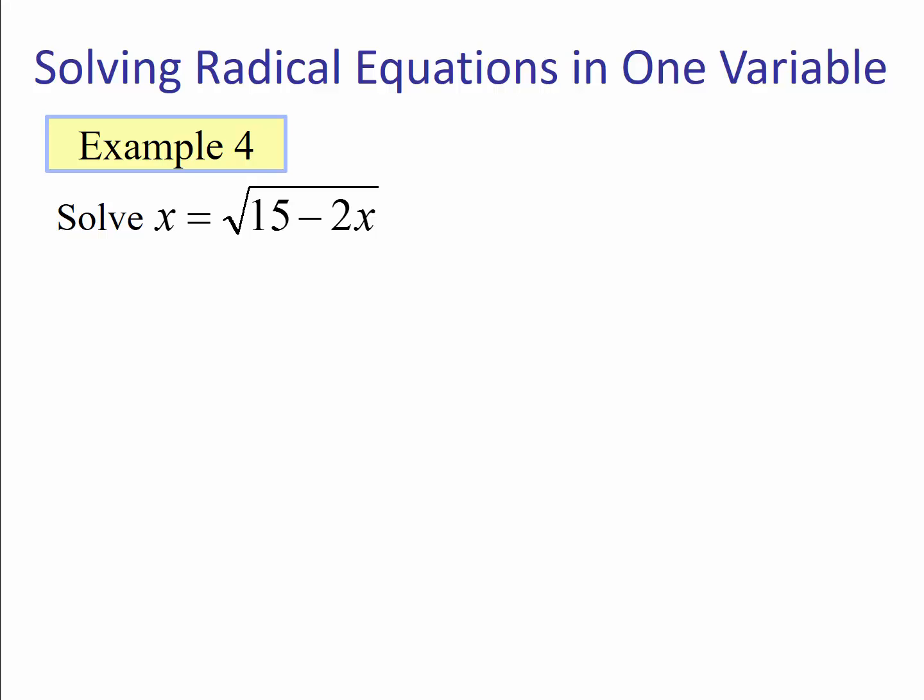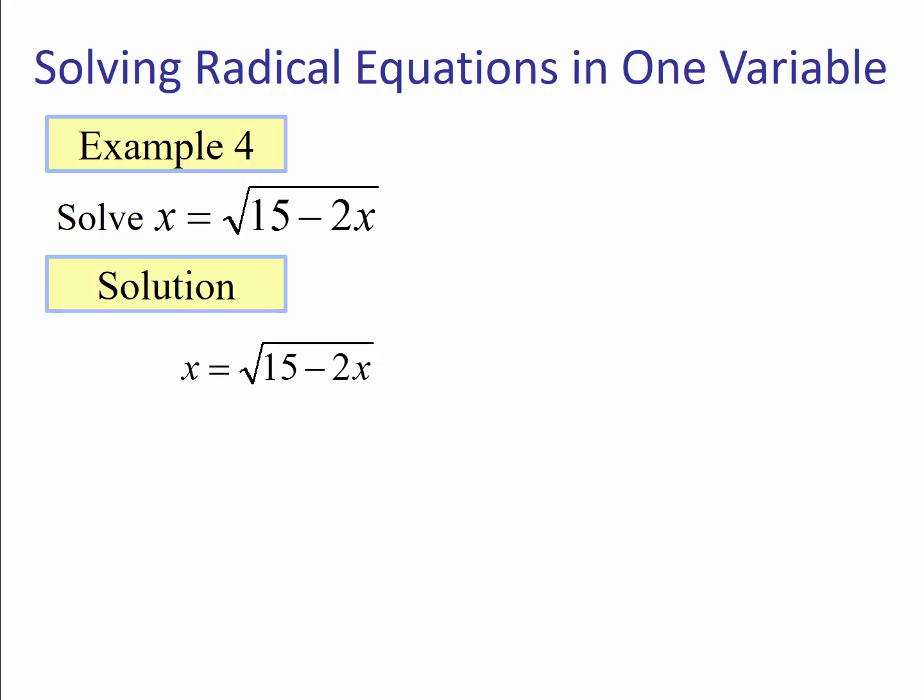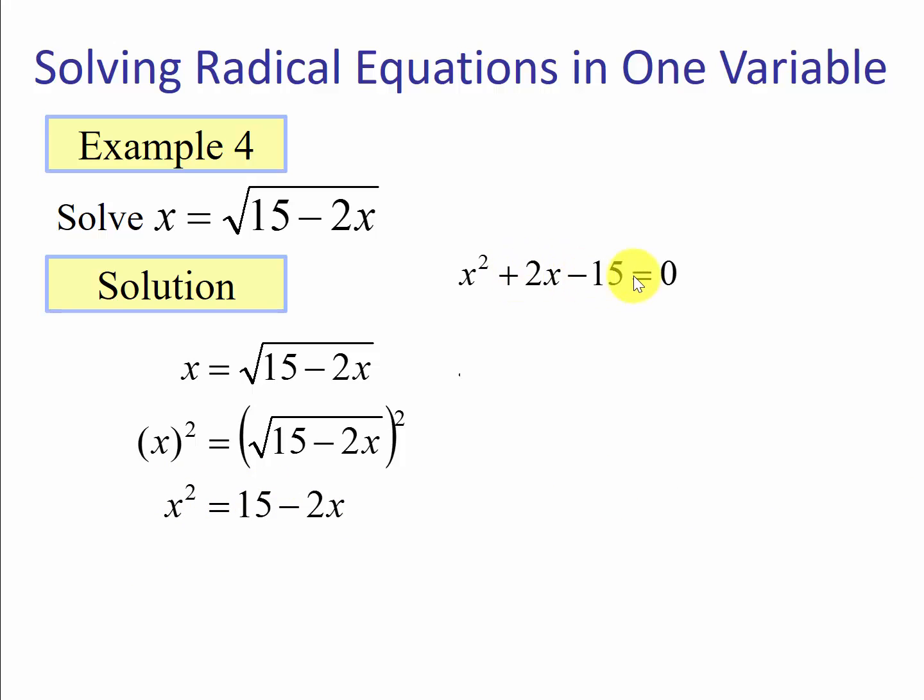Example 4. Solve x equals the square root of 15 minus 2x. Solution. Our first step is to get rid of the square root, so we have to square both sides of the equation. The square and the square root cancel, so we're left with x squared equals 15 minus 2x. Now this is a quadratic equation. Moving everything over to one side of the equal sign, we can use the quadratic formula.